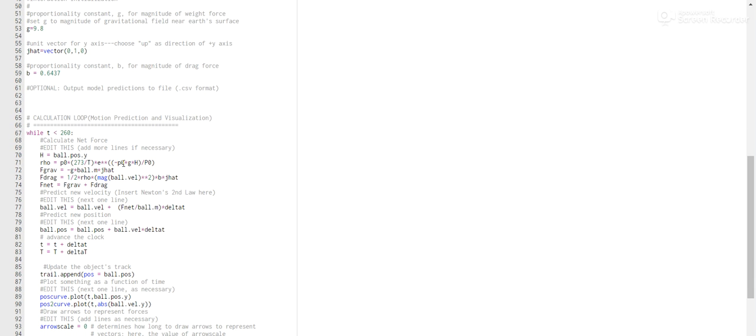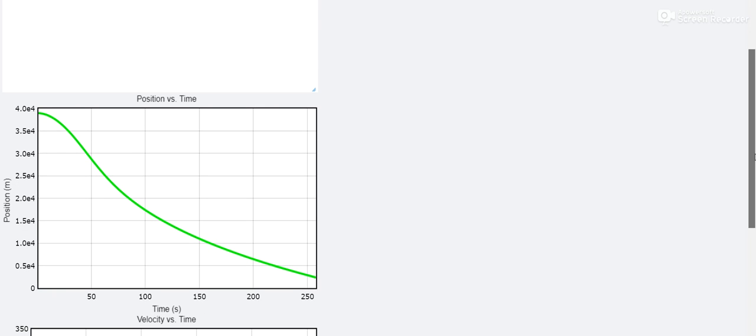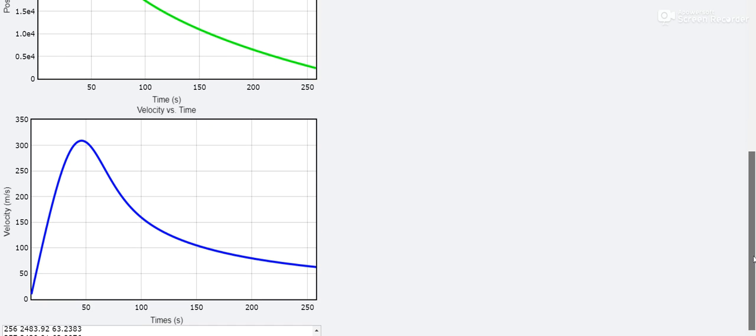In this line, I put in the equation that updates rho, and then here's the gravity. Here is the force of drag, which is the equation from earlier. And then these two lines are Newton's second law to update velocity and position. And these two lines update time and temperature. When the program is run, it gives a position versus time graph and a velocity versus time graph.